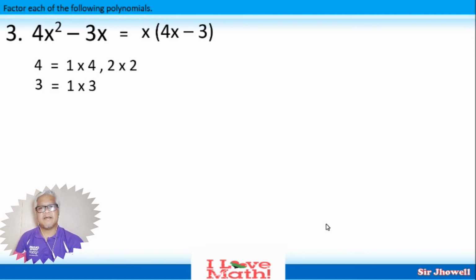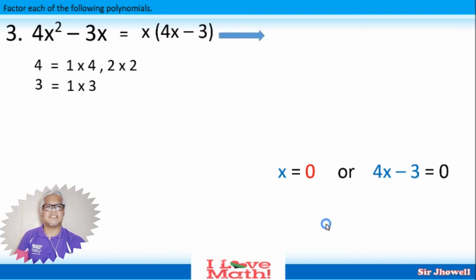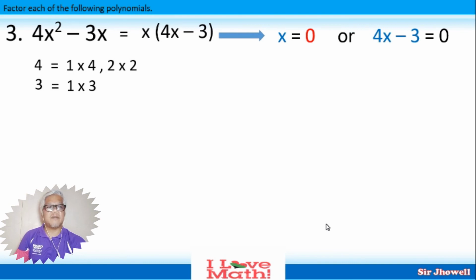Paano nangyari? 4x squared divided by x, the answer is 4x. Negative 3x divided by x, the answer is negative 3. Or sabi nga natin, i-multiply mo yung x dun sa 4x to get 4x squared, and x times negative 3 to get negative 3x. Okay? Now, from the factors, ano mangyayari? X equals 0 and 4x minus 3 is 0. So, dito pa lang, nakuha na natin na one of the values ay 0.